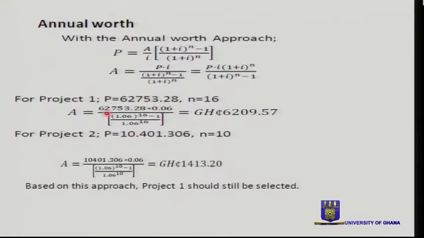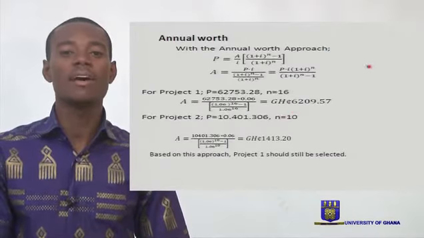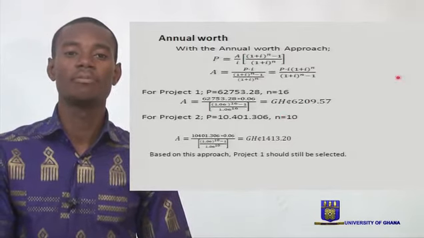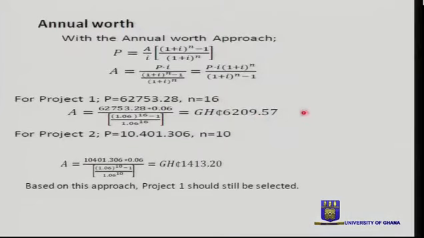So when I take my NPV, which is now P, 62,753.28, into this expression, with the interest rate of 6% and N being 16 years, this is what I have. This answer here is the annual worth for project 1, meaning that if I put together the entire present value, or entire viability of project 1, and spread it over 16 years, every year I'll be getting 6,209.57.